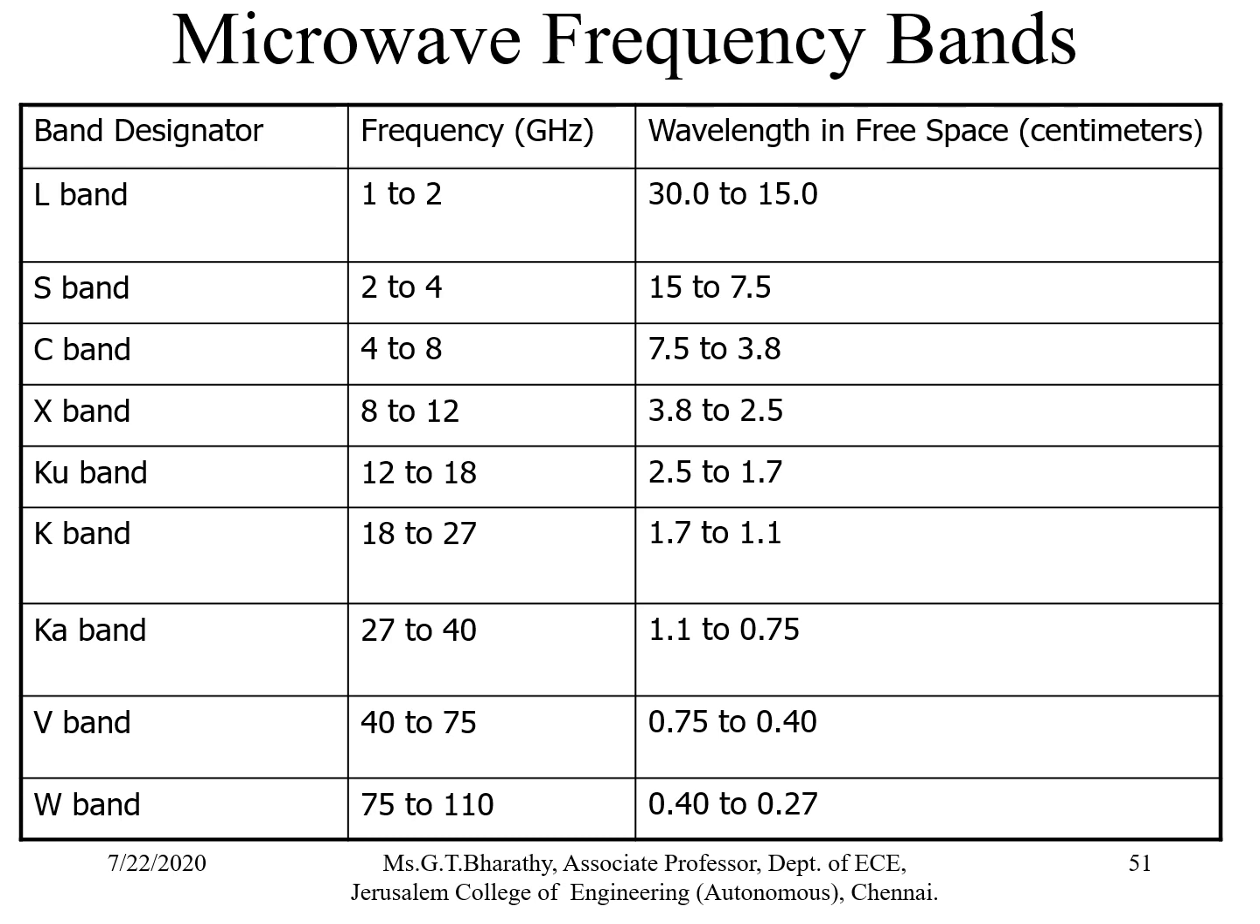Microwave frequency bands. I told you already that the microwave frequency is subclassified into many bands. So the band designators are L band. L band is from 1 to 2 gigahertz with a wavelength of 30 to 15 centimeters. S band 2 to 4 gigahertz, 15 to 7.5 centimeters. C band 4 to 8 gigahertz, 7.5 to 3.8 centimeters.